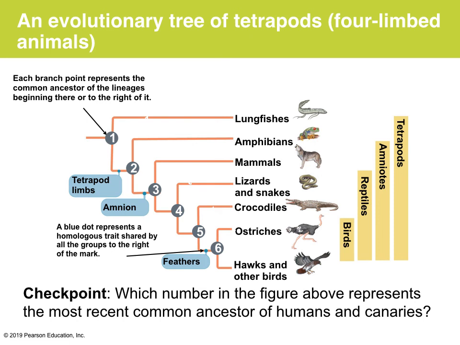Number three, you have another branch. So you have things that bear the embryo and its amnion within the body during development. Everything to the lower branch on down bear eggs. The amnion is contained within an egg.